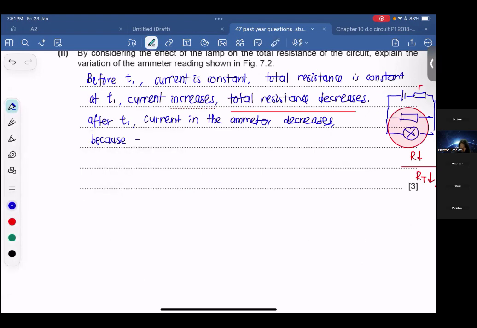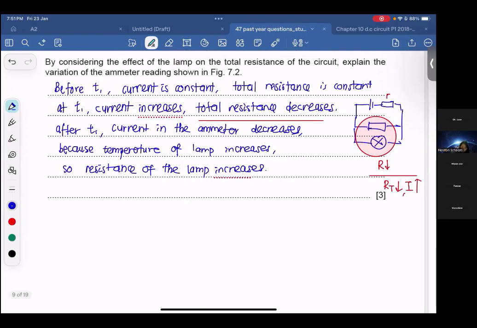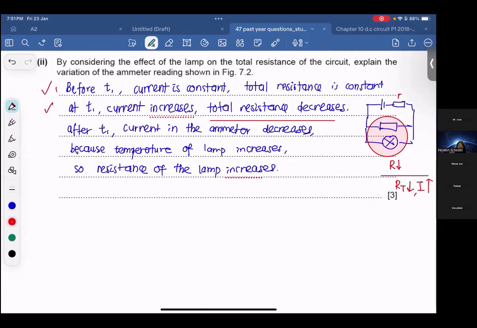Okay, the current in the ammeter will decrease because the temperature of the lamp increases, so the resistance of the lamp increases. Here the 3 marks are for before T1, at T1, and after T1. You have 10 seconds to complete. If you complete, give me a reaction, then I know we can proceed to the next one.